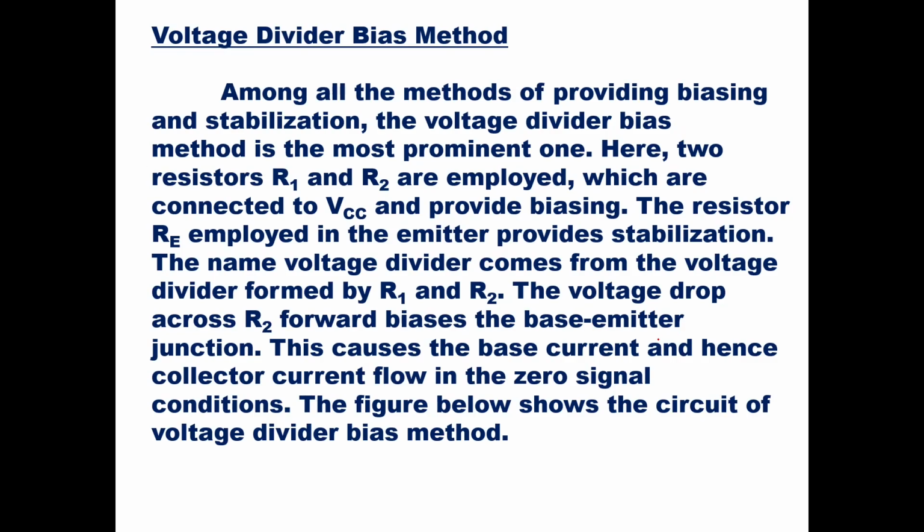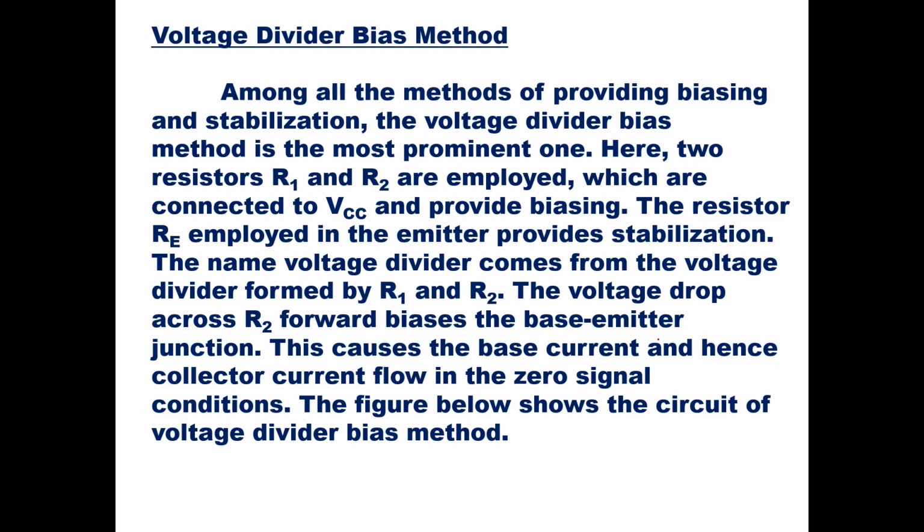Now, as we have told in our first definition of biasing, it is the application of DC voltages to the transistor so that both the junctions are properly biased. Okay, so that is called biasing. Now in that we have three methods, and out of those three methods, the voltage divider bias method is a very popular method, and it is used in many applications.